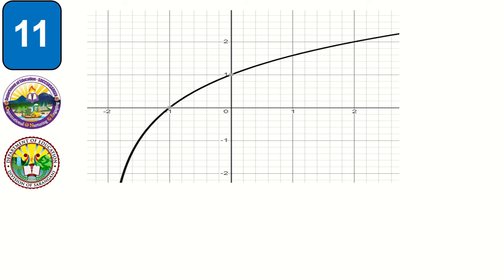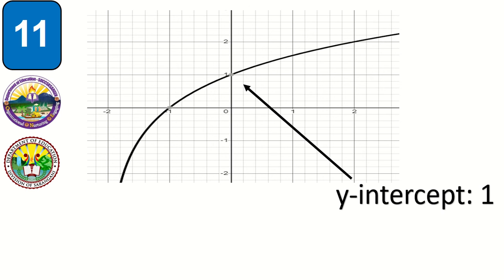And we have here the y-coordinate is 1. The y-intercept is 1. The y-coordinate when x equals 0 is 1. This is the graph of y equals log of x plus 2 base 2. Now, if this is the graph of log of x plus 2 base 2, how can we identify the y-intercept?